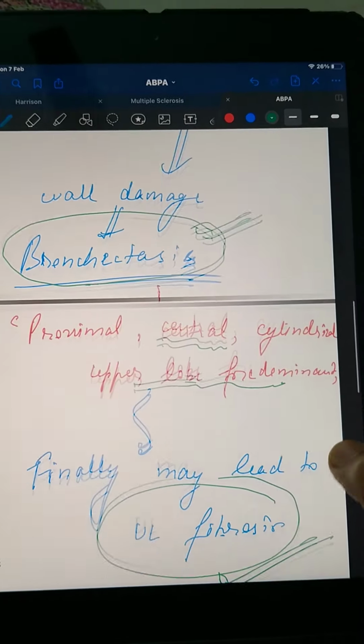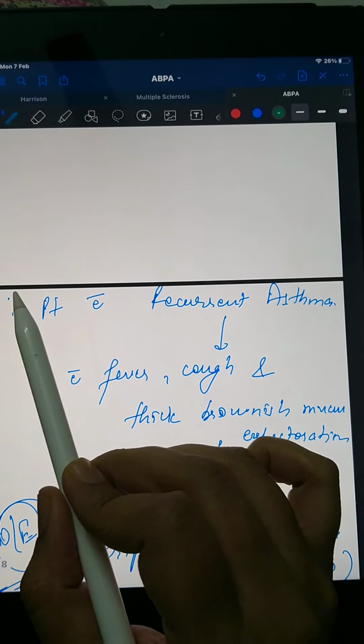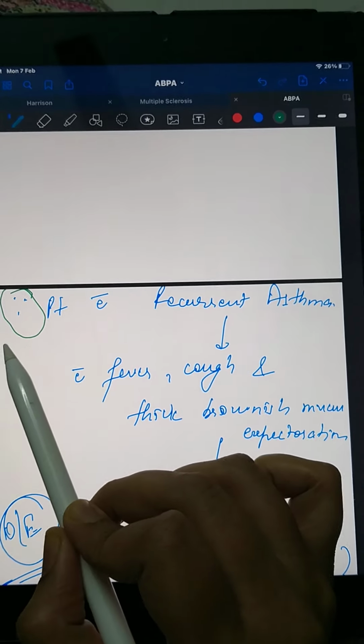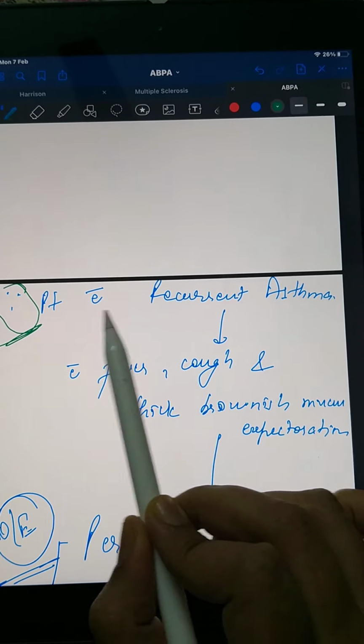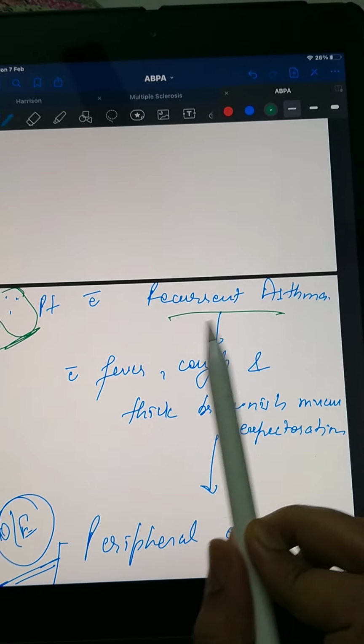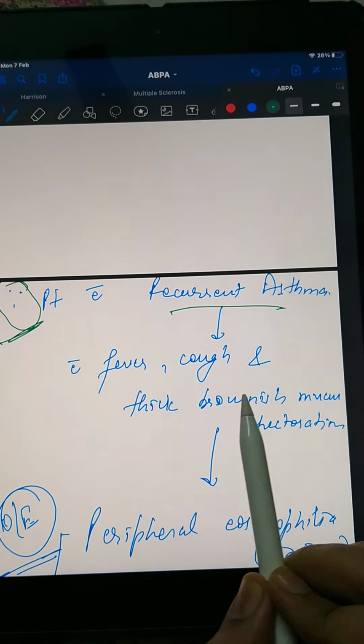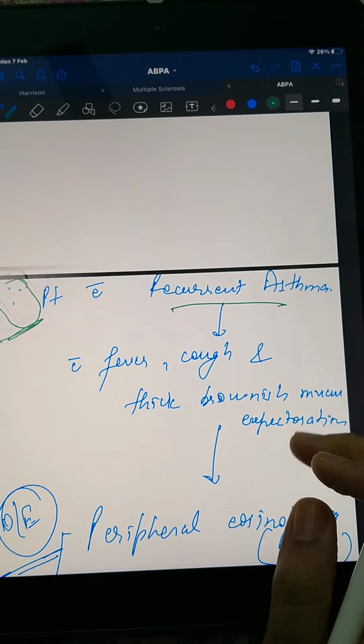Okay. So now again just a revision of how the patient will present. A patient with recurrent asthma will be there. The patient will have fever, cough, and expectoration, that is, thick brownish expectoration.